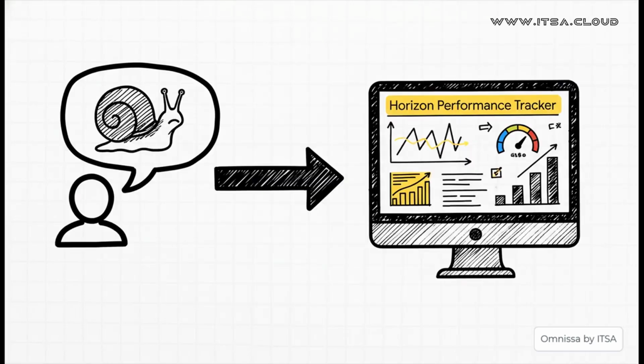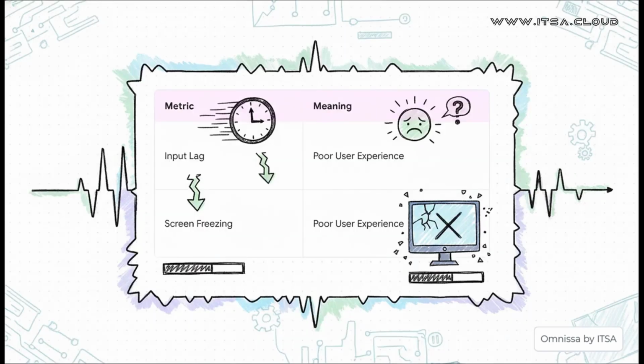So when users complain about a slow session, you need more than just their word for it, right? You need cold, hard data. And your number one tool for gathering these clues is the Horizon Performance Tracker, which runs right inside the user session. This tool is so powerful because it translates those vague user complaints into hard metrics. When a user says things feel laggy, you can actually look for high input lag numbers. If they report the screen freezing, the tracker will show you that too. It helps you confirm the problem is real and not just a perception.